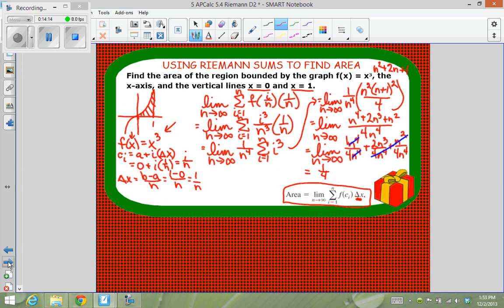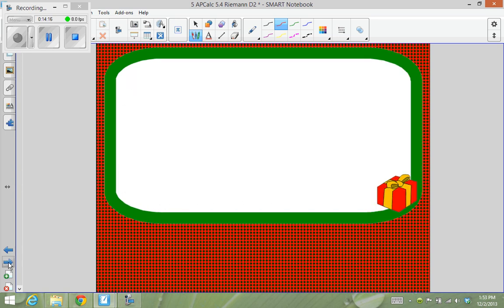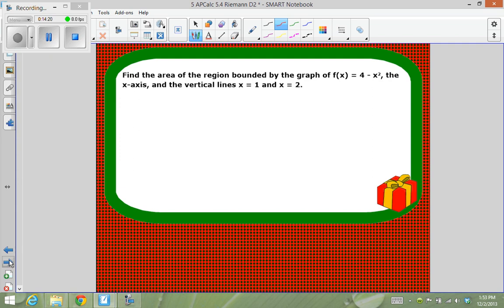All right, let's try another one. I had extra space there in case I needed it. Find the area of the region bounded by the graph of f of x equals 4 minus x squared, the x-axis, and the vertical lines x equals 1 and x equals 2.